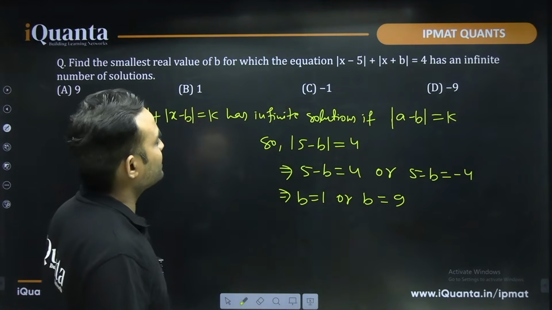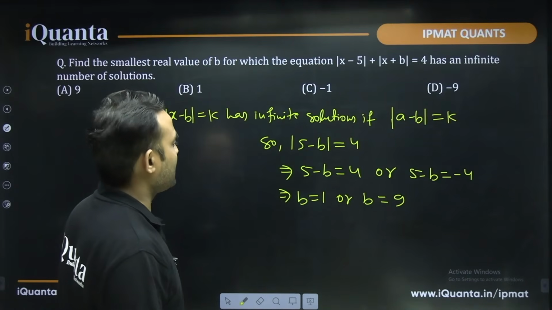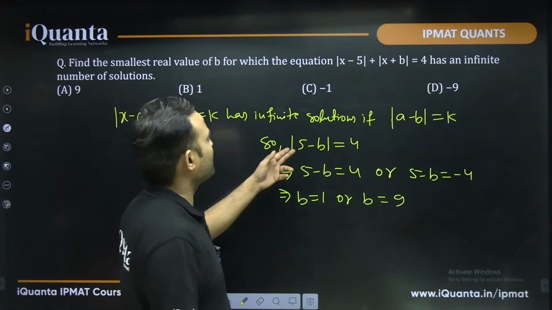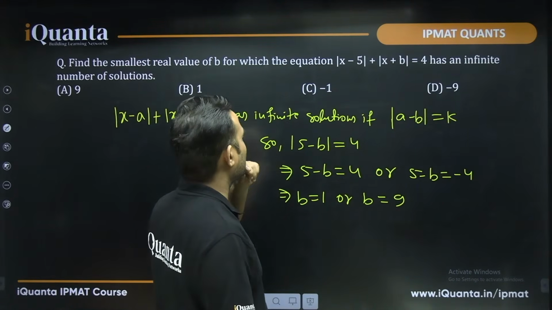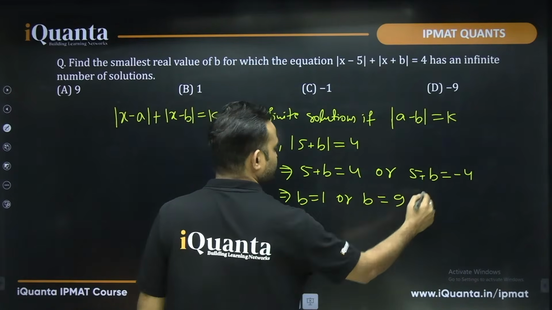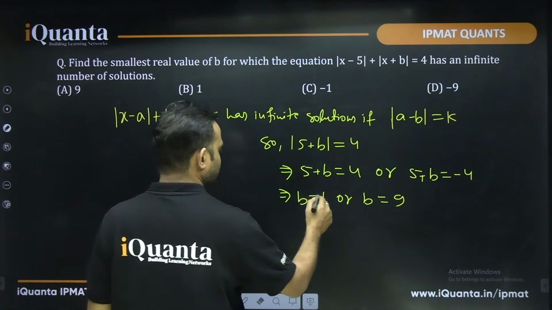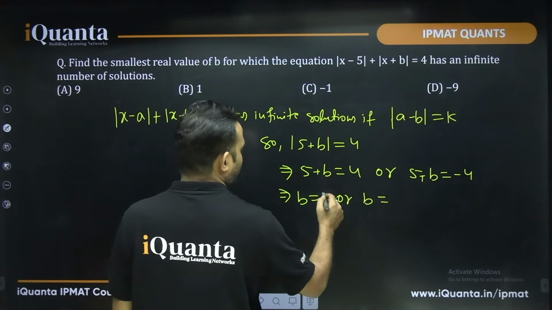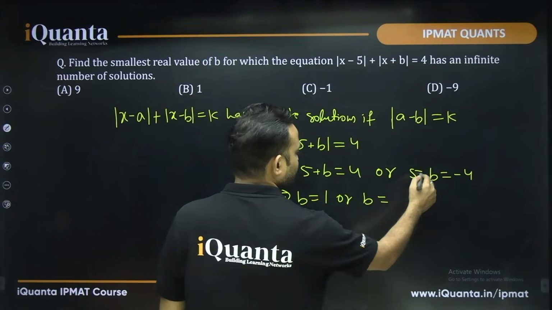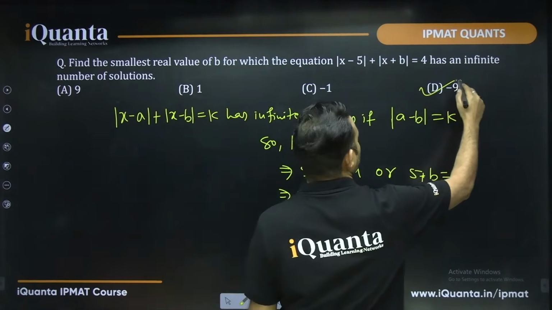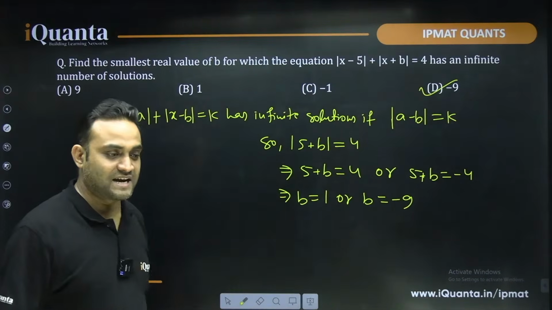b should be 1 or b should be 9, not 9. It should be minus 9, right? Something I am doing wrong. It will become 5 plus b, so b is equal to 1 or b is equal to minus 9. So the answer is option D. That's it, as simple as that.